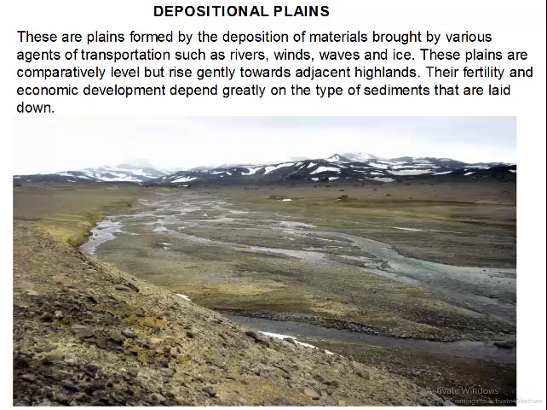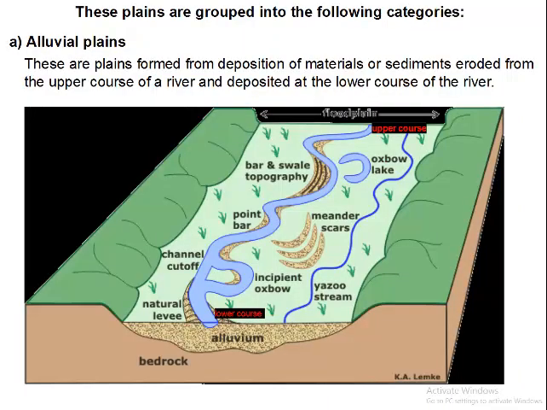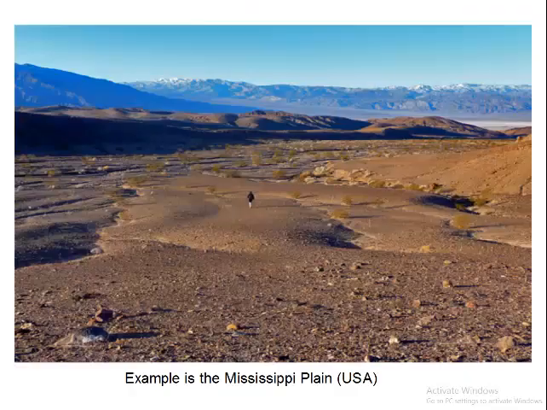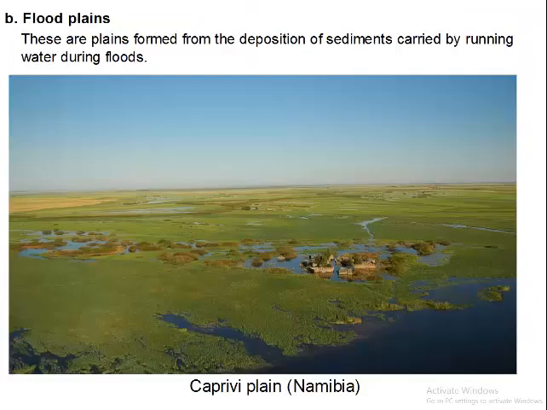Then we looked at depositional plains. We said depositional plains are plains formed when agents of transportation such as rivers, winds, waves, and ice deposit materials that have been eroded. We looked at some types of depositional plains. We looked at the alluvial plains, where we said it is formed when there is deposition of materials at the lower course of a river. Then we talked about the Mississippi Plain of the United States as an example.